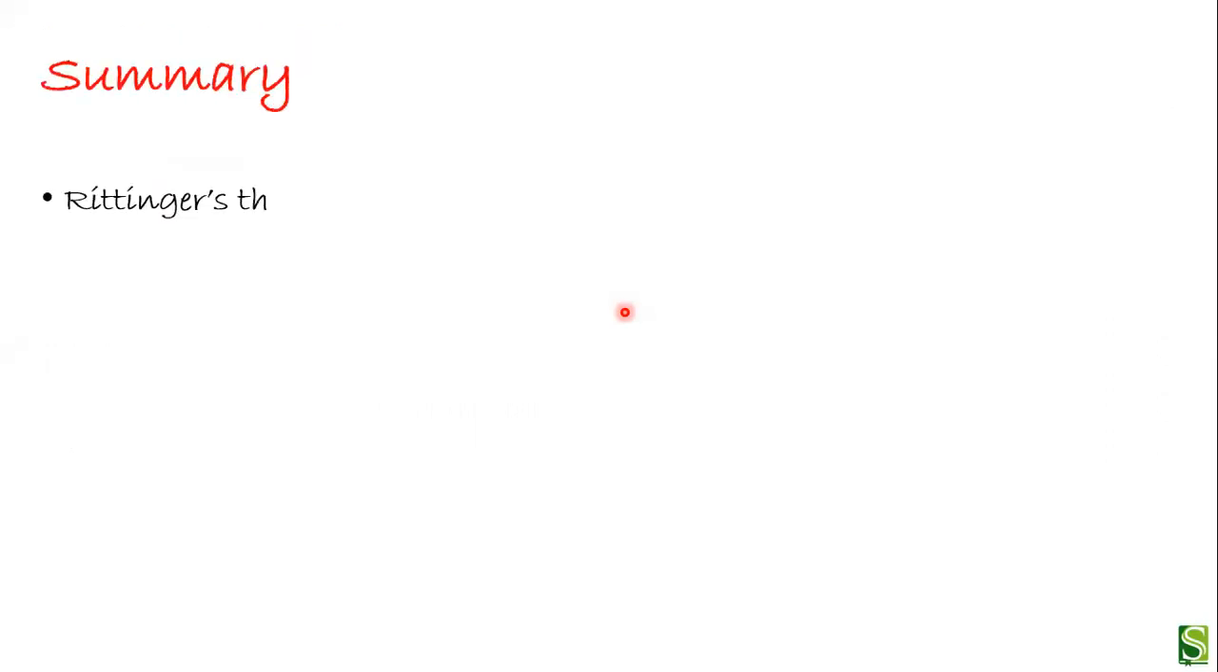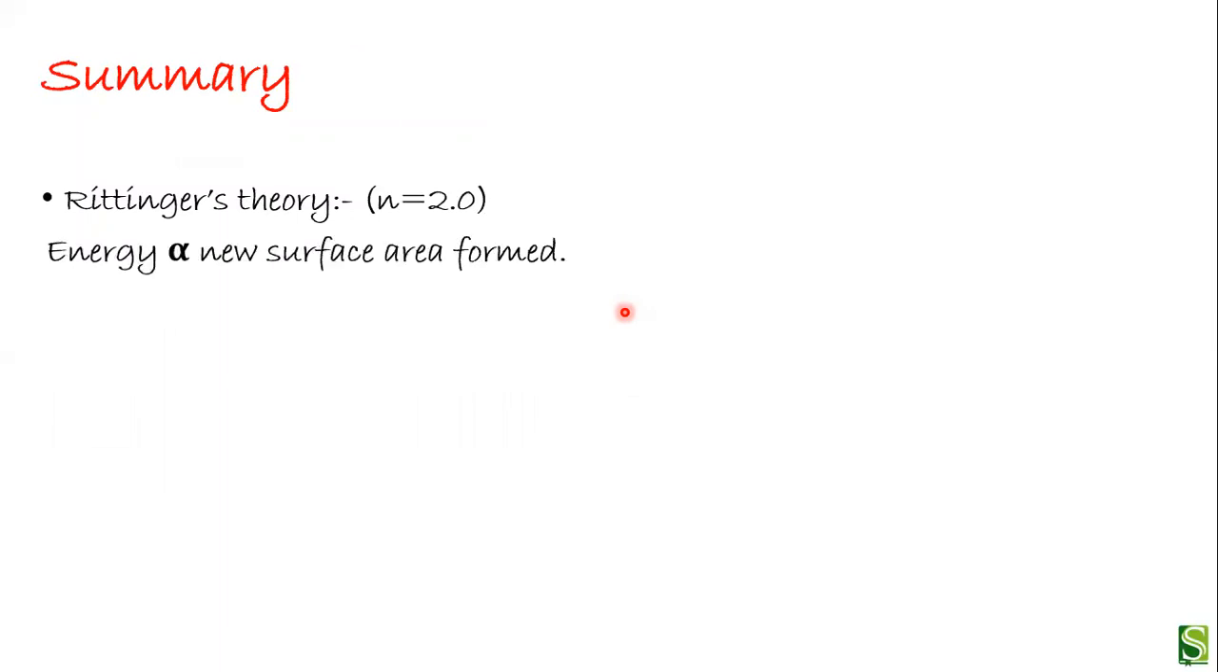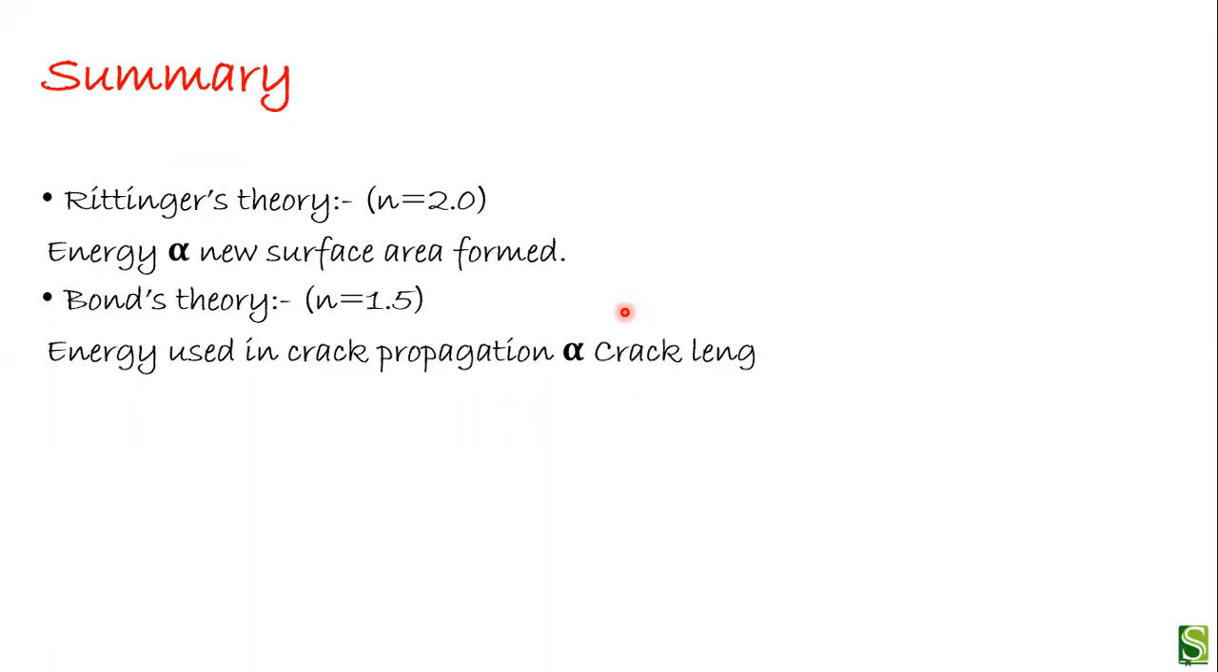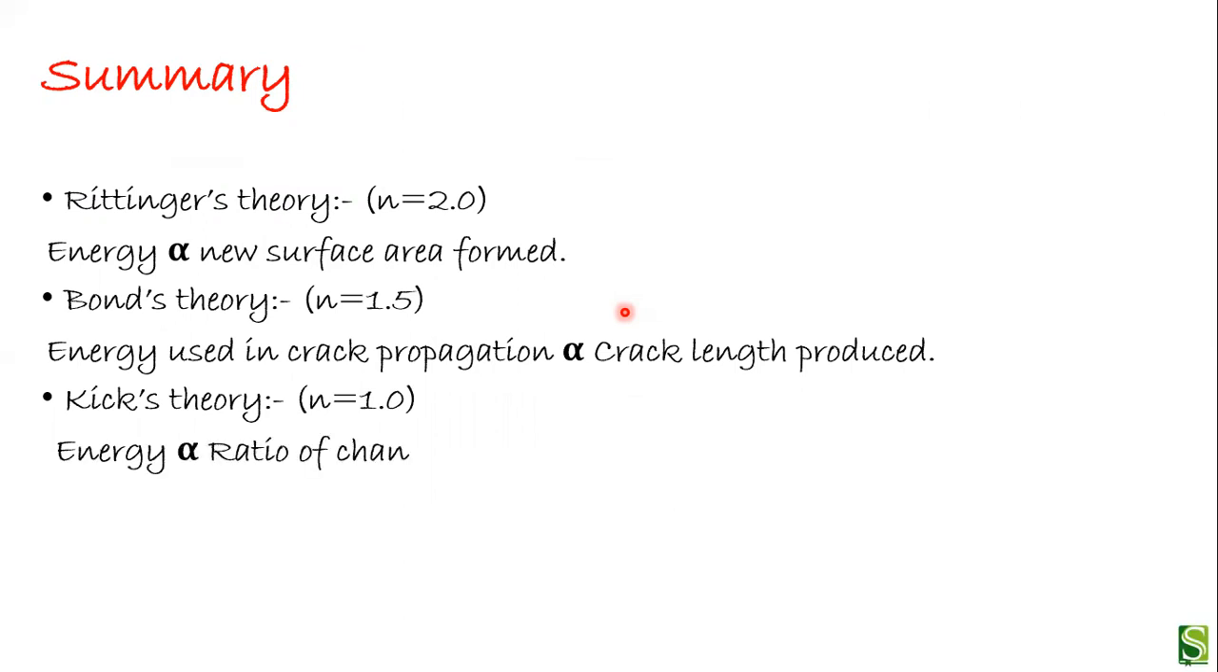Let us see the summary. Rittinger's theory is seen if n is equal to 2, and it states that energy is directly proportional to new surface area formed. Bond's theory is when n is equal to 1.5, and it states that energy used in crack propagation is directly proportional to the crack length produced. And Kick's theory is applied when n is equal to 1, and it states that energy is directly proportional to the ratio of the change in the size. So this was all about size reduction.